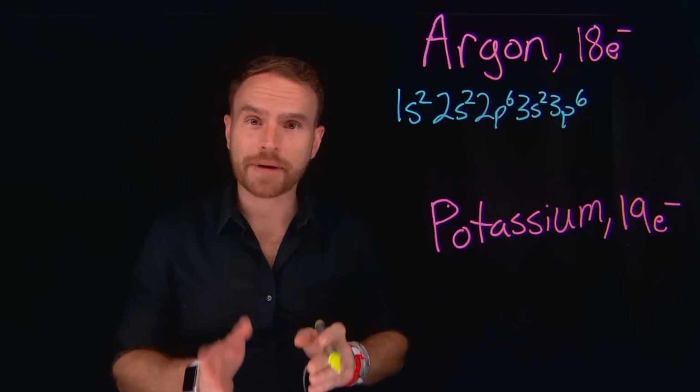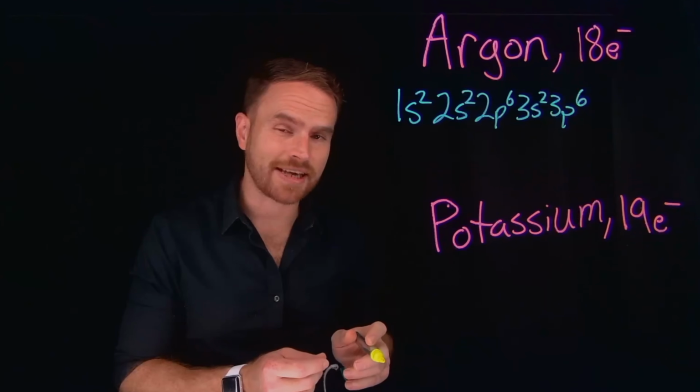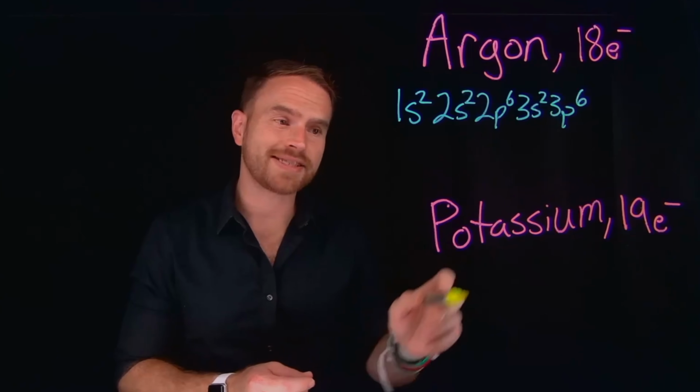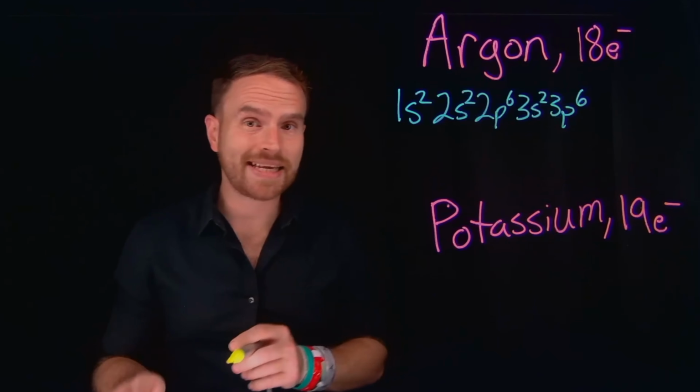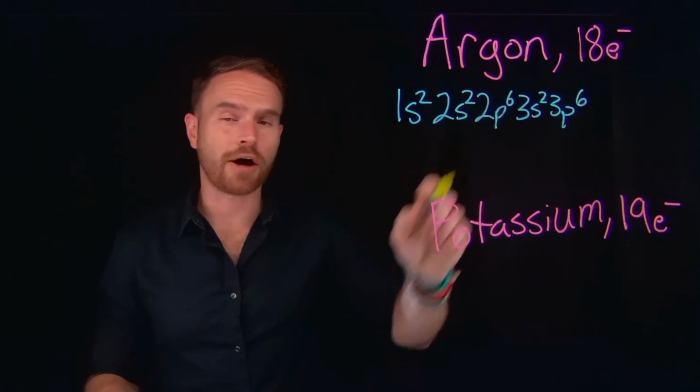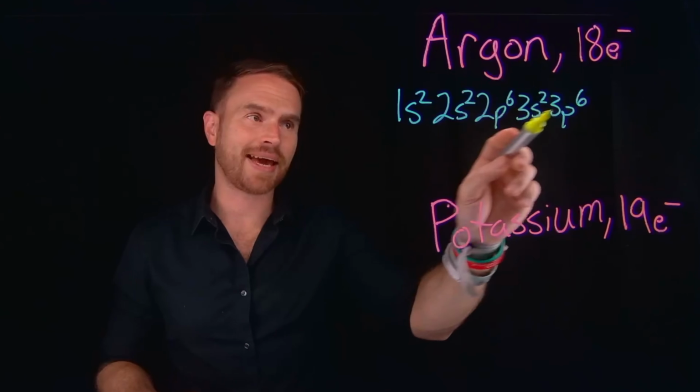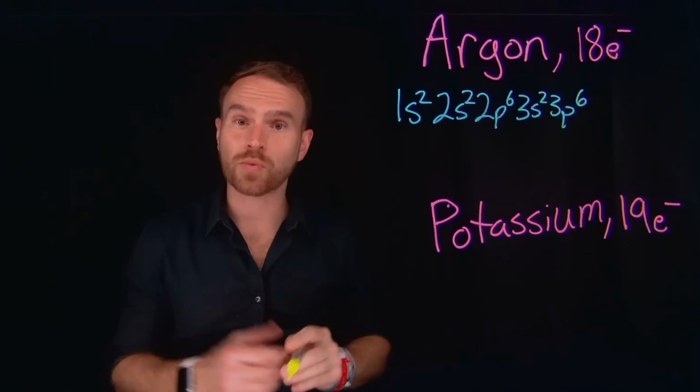If you look on a periodic table and find potassium, you'll find that it's element number 19, which means that it has 19 electrons. The preceding noble gas is actually argon. And argon, we've already indicated, has this electron configuration with 18 electrons.